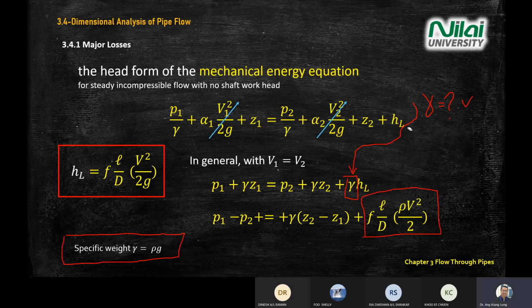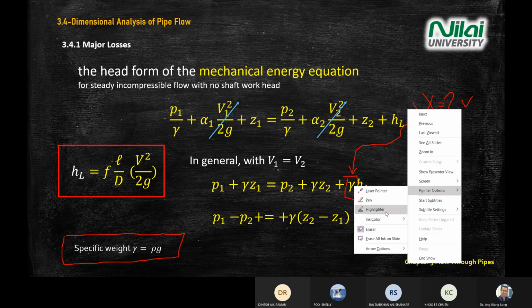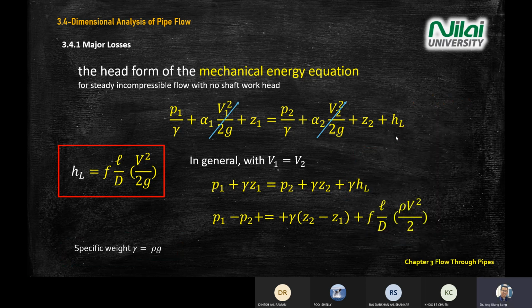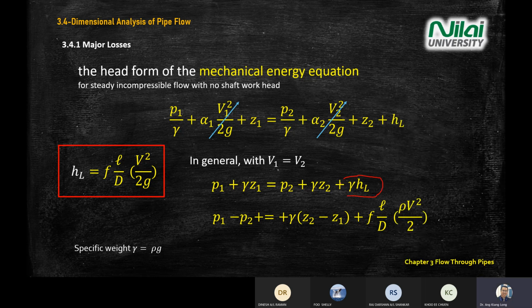I know this one is boring for Shirley. Shirley, be patient a bit. Are you able to explain how you get from here to here? Can you explain? How do you get FL over D rho V squared over 2? Can you explain, Dinesh?